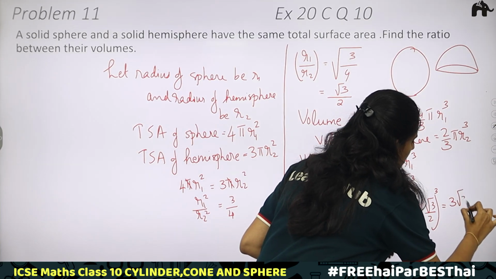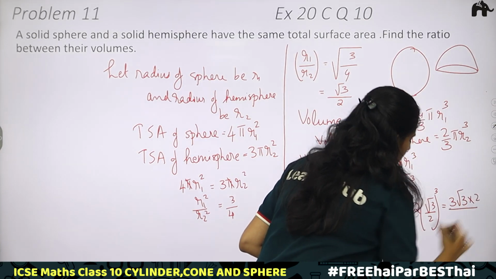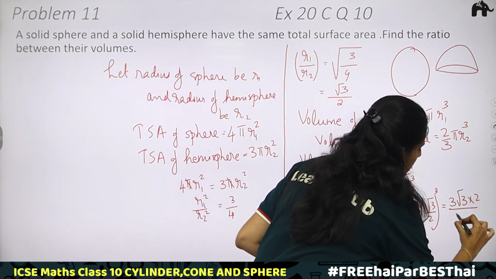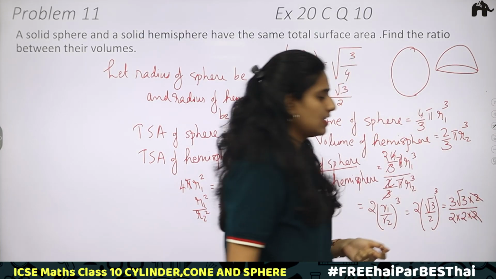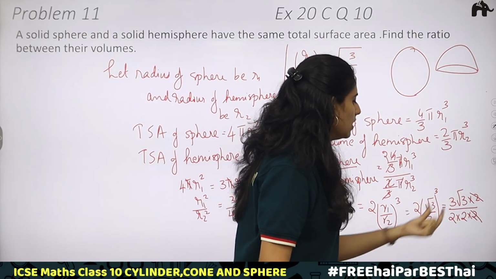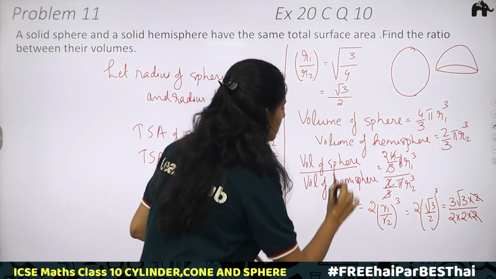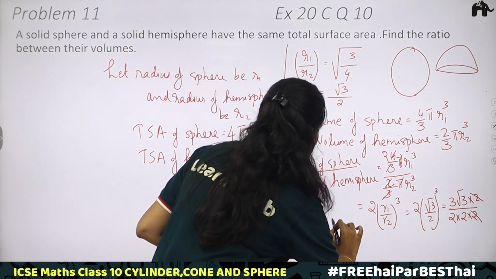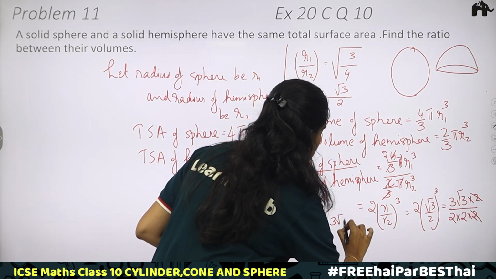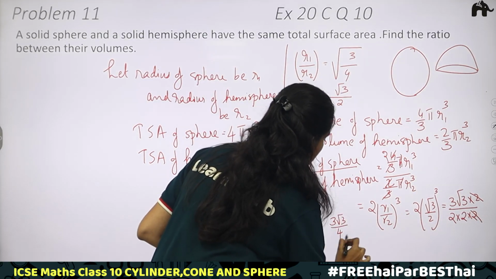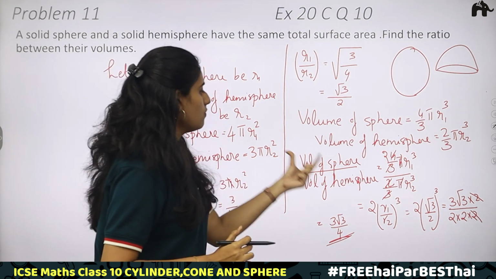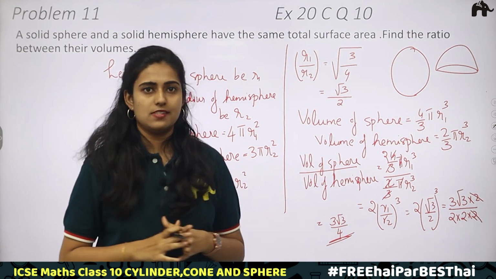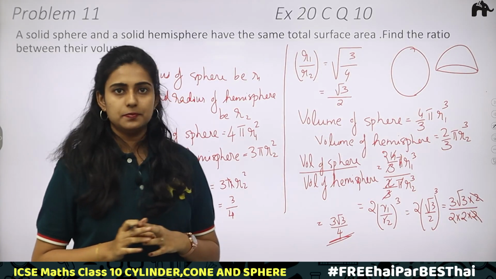3 root 3 into 2 divided by denominator we have 2 cube, 2 into 2 into 2. 2 and 2 can be cancelled. Then what is remaining? 3 root 3 divided by 4. So the ratio is 3 root 3 divided by 4. 3 root 3 by 4 is the ratio of volume of sphere to the volume of hemisphere. Clear? That's all for today.